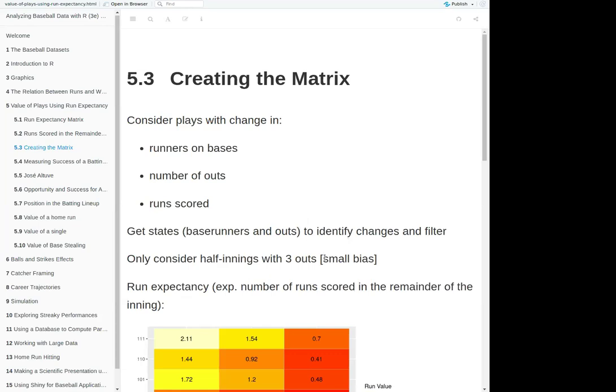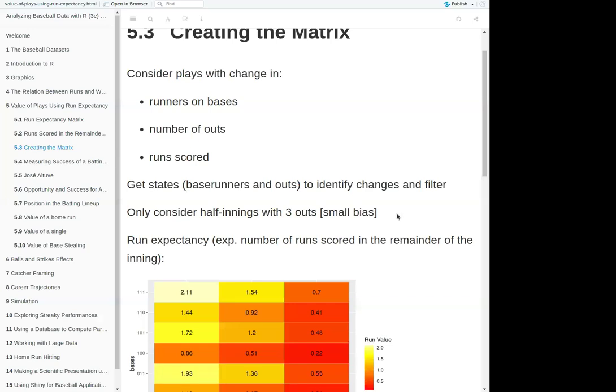So here with the book, I very much followed the book because sports analytics is a new topic for me. So following the book, they only considered half innings with 3 outs, which to flag does introduce a small bias because we're only looking at those, but it was a good start to this.